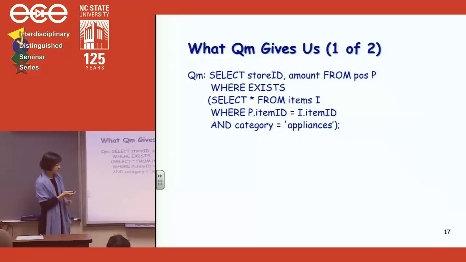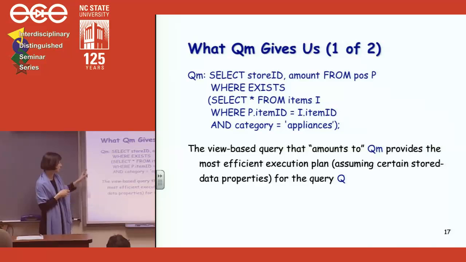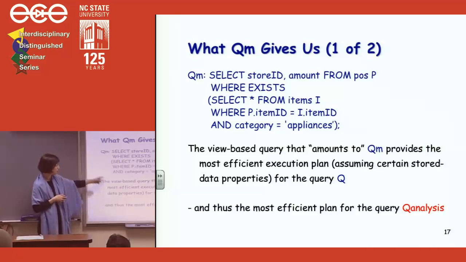So this reformulation of this query, under certain conditions on the stored data, gives us the most efficient plan for executing the original query. So it would be desirable to get this reformulation of the query. Because it gives us the most efficient execution plan for all pairs of store ID and amount, it would give us the most efficient execution plan for the Q analysis query.